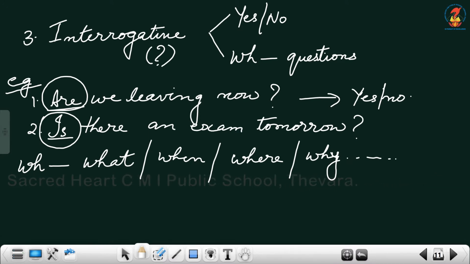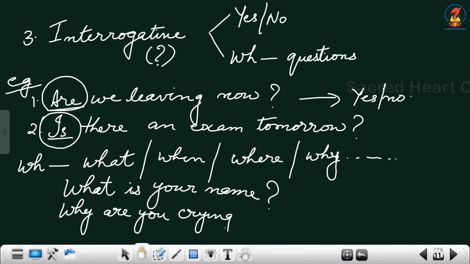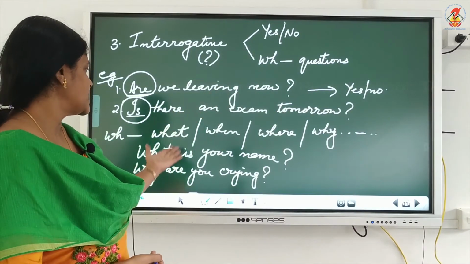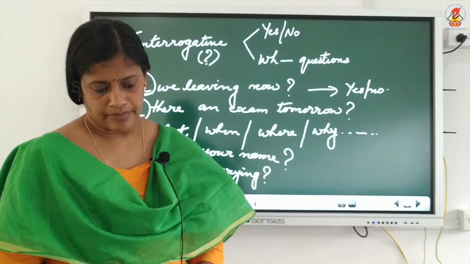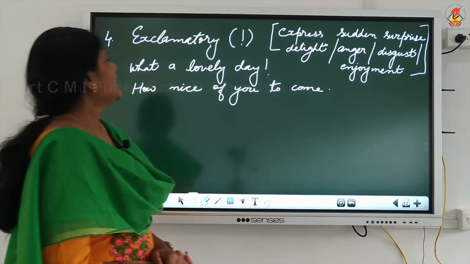The next one is WH questions. What, when, where, why. For example, the first one is what is your name? Why are you crying? In such questions, you have to give a sentence as an answer. In the first 2 examples, you just have to say yes or no. In the second one, you have to give a sentence as the answer. Is it clear? Now, the next type of sentence is the exclamatory sentence.